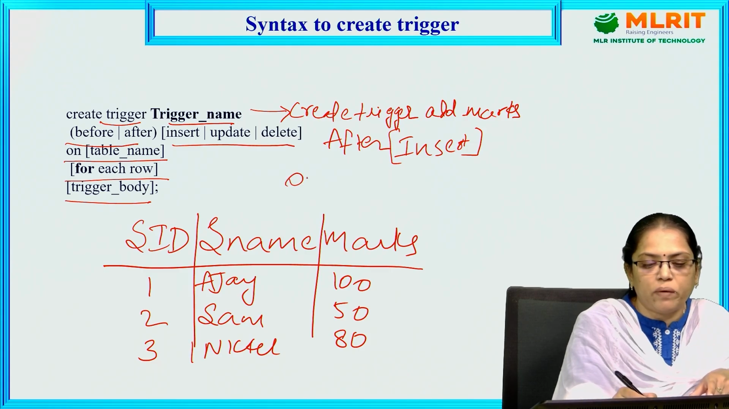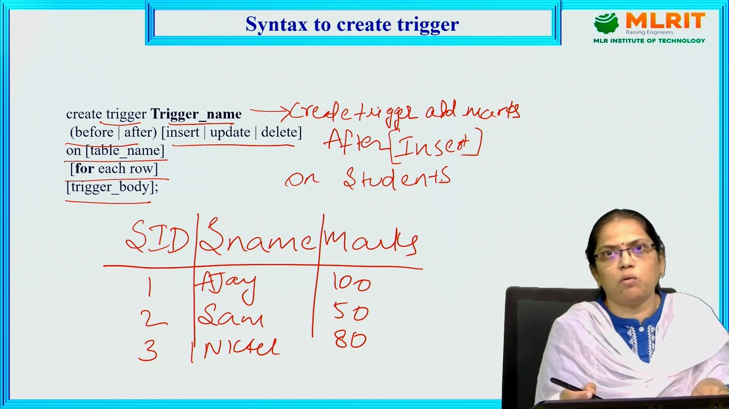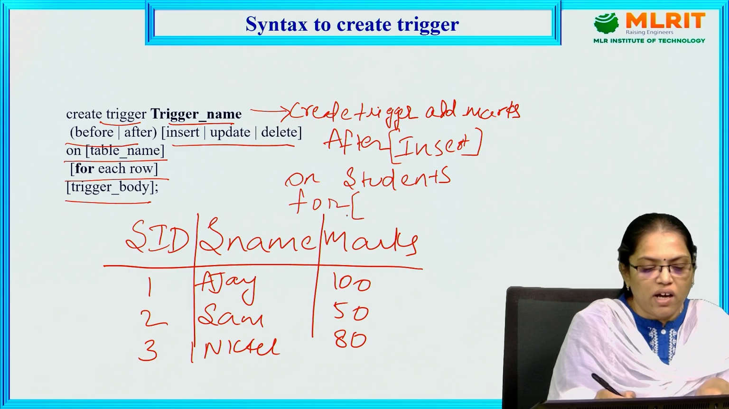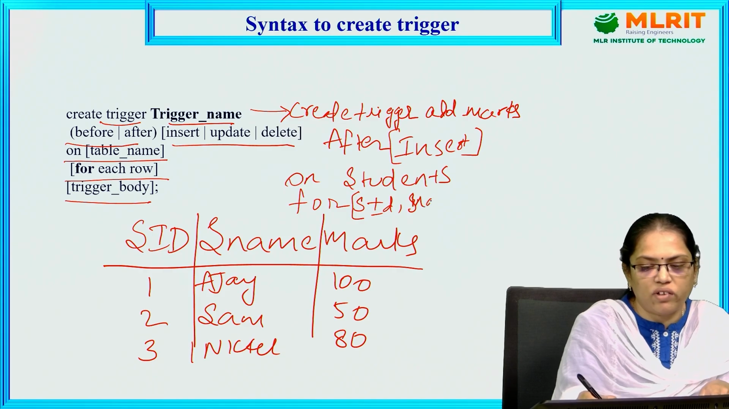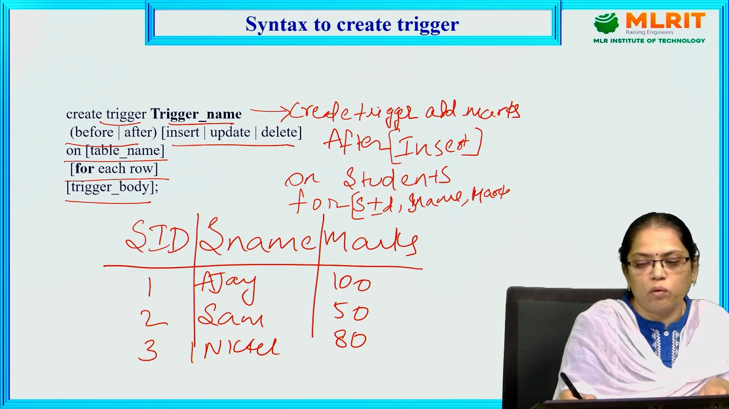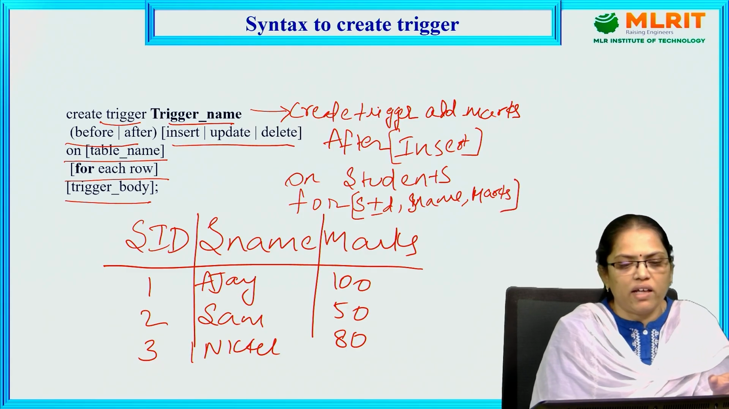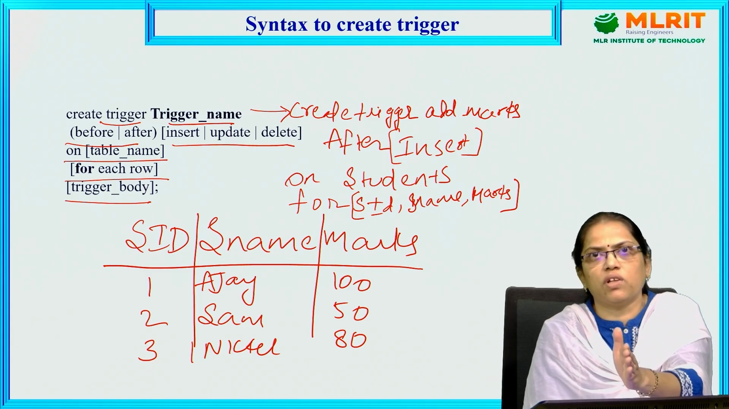What is the table name I am giving? The table name is nothing but students, right? As we have discussed, the name of the table is student. For each row, for SID, SNAME and marks. Okay. So these are the rows we have taken: SID, SNAME and marks. Trigger body is nothing but to this particular table we are adding this. This is the syntax. This I have explained through the example.